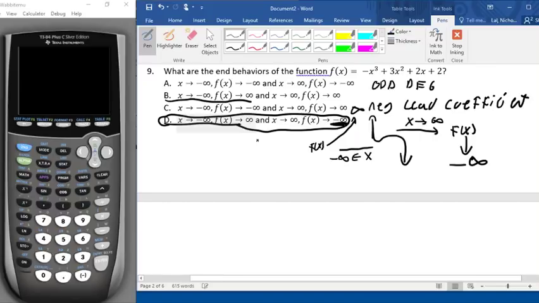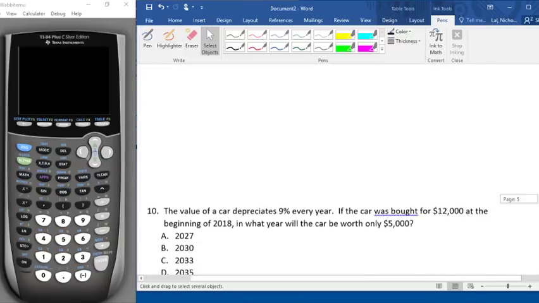And you can also graph the function and just see it has this end behavior. But you got to be able to know this based on the end behavior rules, and you just got to know it intuitively. That's problem 9.